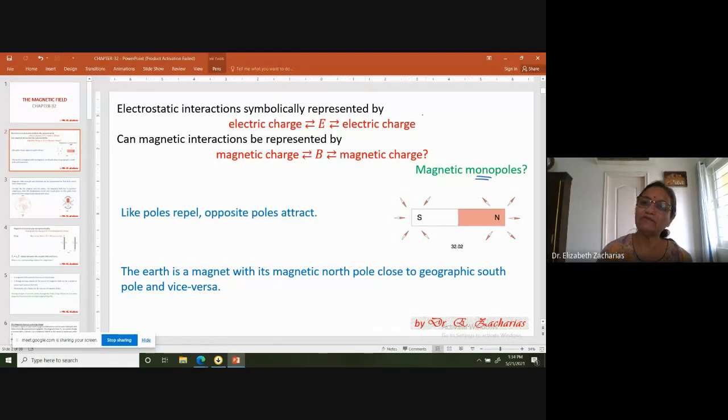This is quite different from what you've seen in electrostatics. In electrostatics, on the other hand, you have a positive charge and a negative charge, and these two can be separate. They can exist in isolation. But that is not true for magnetic poles. They always come in a pair. So, unlike the case of electric charge, you cannot write that a magnetic pole interacts with another magnetic pole via a magnetic field, simply because magnetic monopoles don't exist.